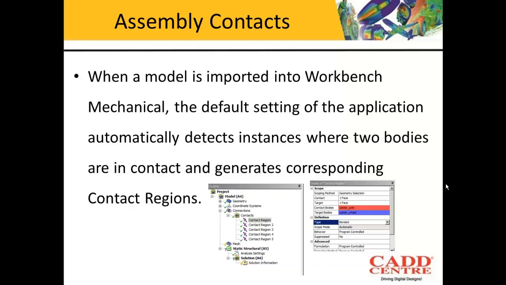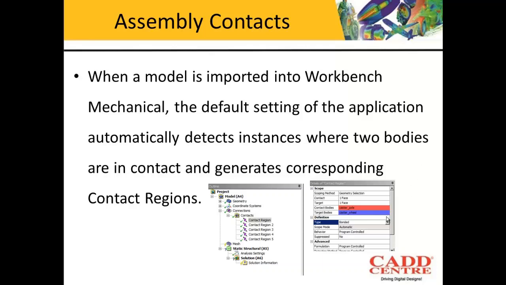Wherever two bodies are in contact, a contact region is defined over there. So the user does not have to manually define the contacts. So this is one of the greatest advantages we have in Ansys Workbench. Now let us understand how these contacts are defined.